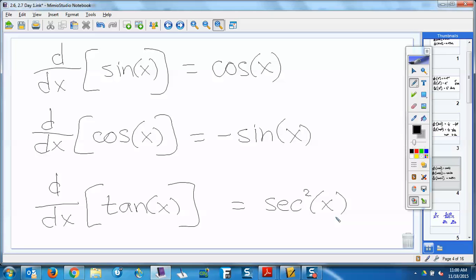Now, don't ever forget, it's not going to be a huge deal for us right now, but secant squared is a lazy person's notation. It really means secant of x, all squared. It means secant x times secant x. But we write it that way. And we've got 3 to go.